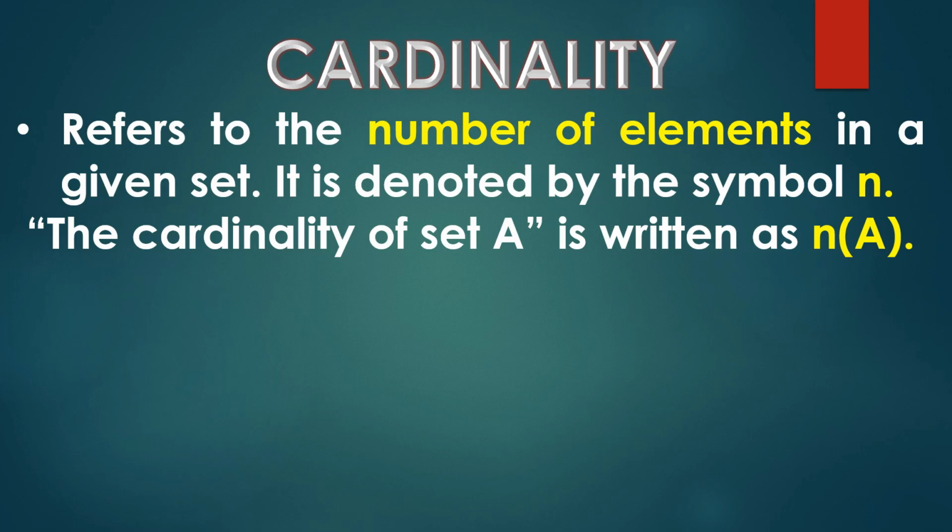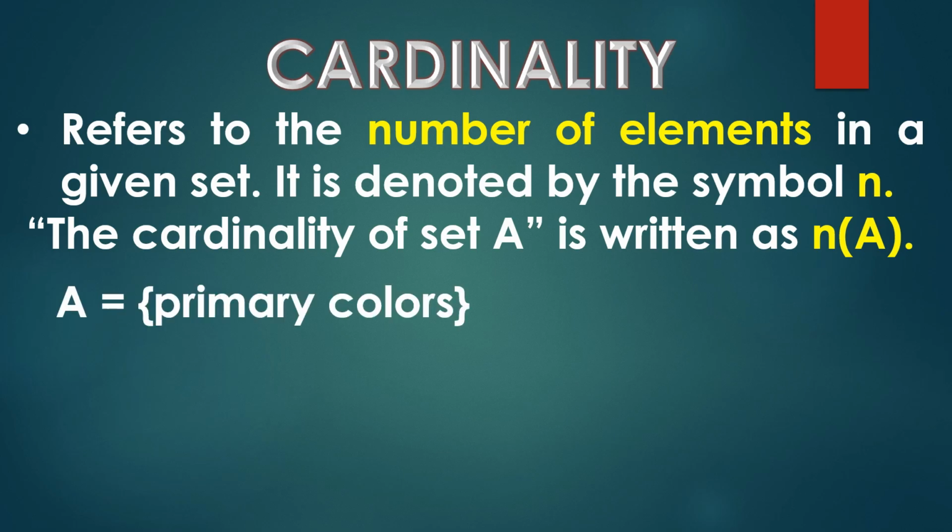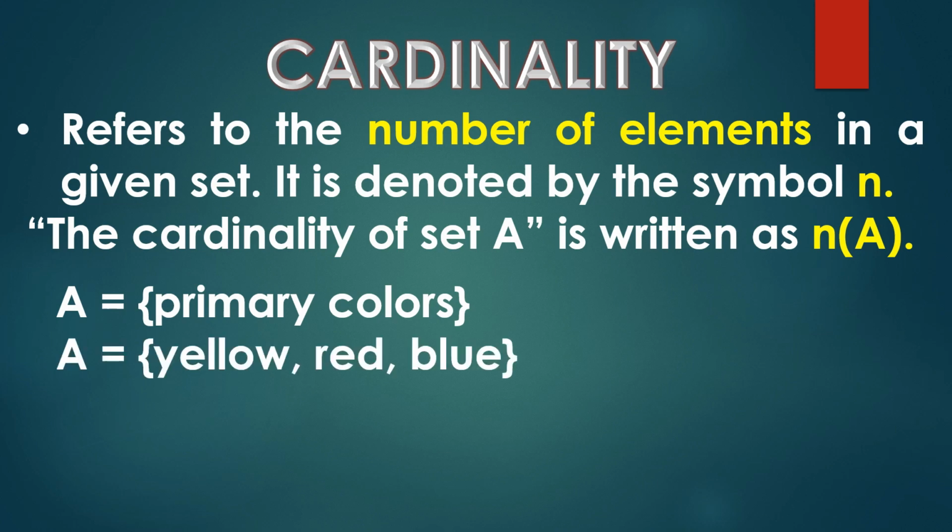Let's have some examples. Set A is the set of primary colors. Again, we can write this set using its elements. We will have set A is the set of yellow, red, blue. Take note of the number of elements of set A. We can say that the cardinality of set A is 3, written as small letter n, open parenthesis, capital letter A, close parenthesis, equal sign, 3. Let's read it again. Say it with me. The cardinality of set A is 3.